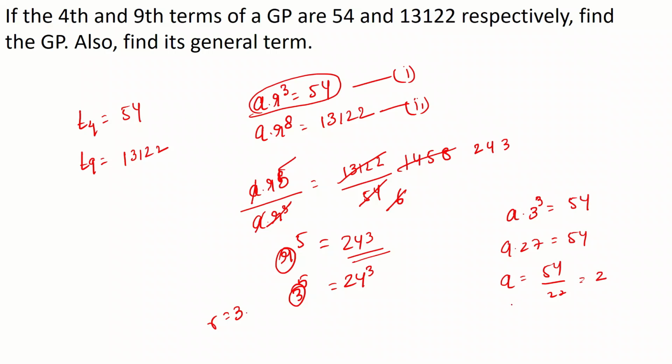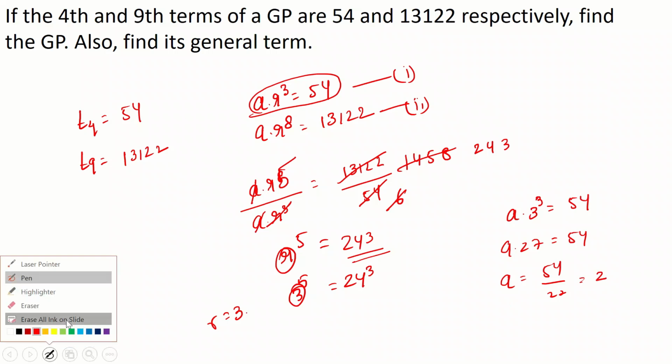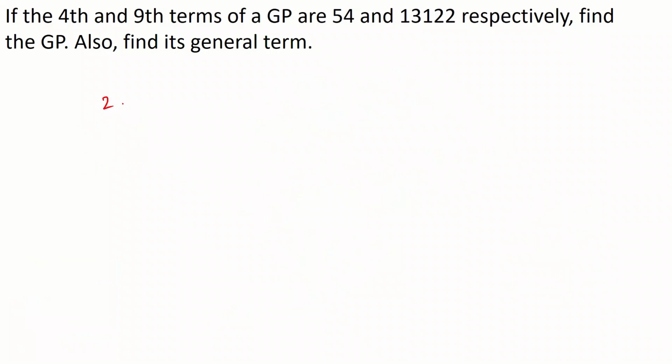So I got the value of a, I got the value of r. I now can write down the GP. So my a is 2, then r is 3. The next term will be 2 times 3, which is 6. The next term will be 6 times 3, which is 18. The next term will be 18 times 3, which is 54, and so on. So this is my GP.